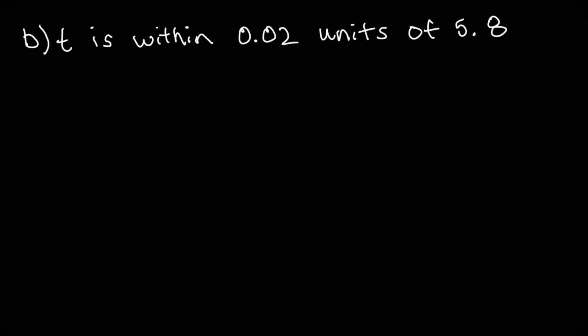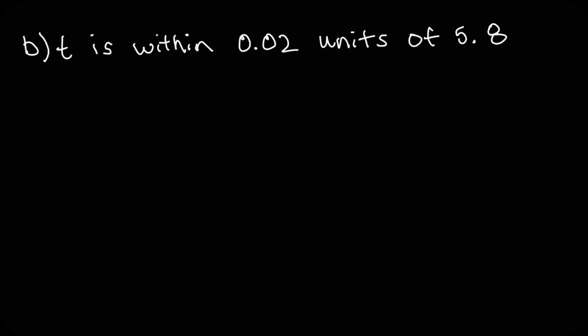T is within 0.02 units of 5.8. So we want to figure out what our distance is. Distance is 0.02. So it's within. Within is a key word because it means it's going to be contained in and not including that potential value. So you're going to want to use a less than 0.02 units. And then we know it's going to be the absolute value because we're talking distance here.